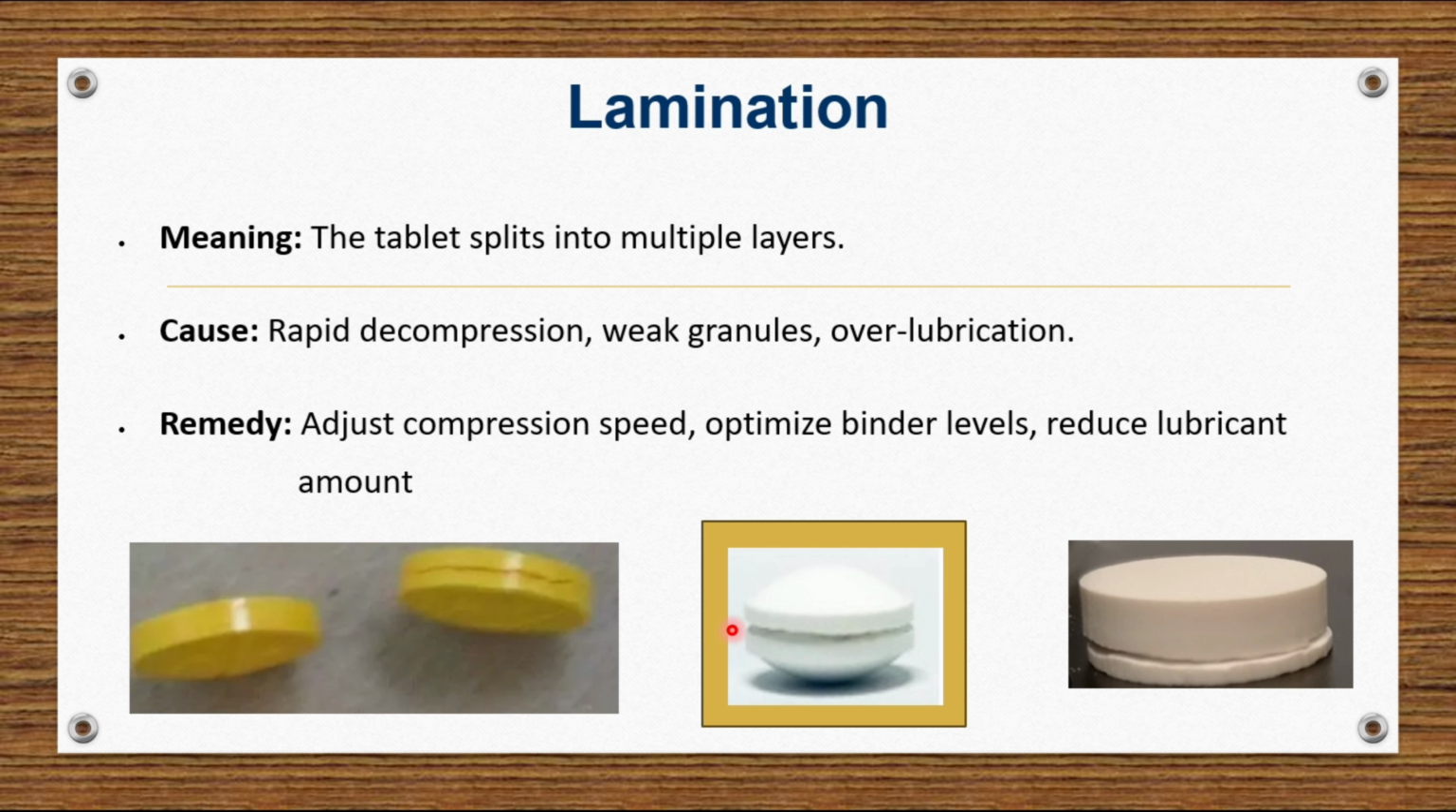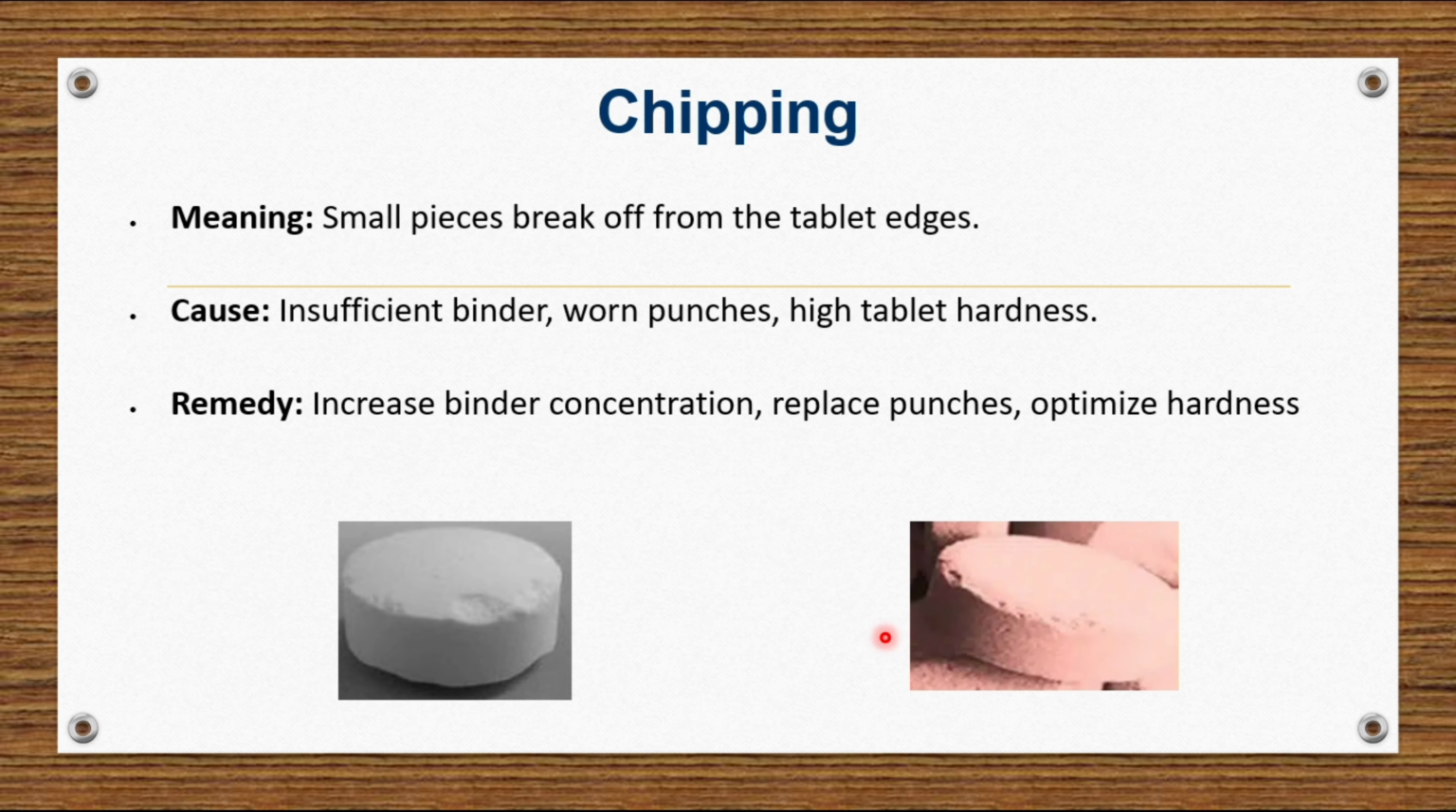Lamination looks like this. Chipping means small pieces break up from the tablet edge. Look at these images. Cause: insufficient binder, worn punches, high tablet hardness. What is the remedy then? Increase binder concentration, replace punches, optimize hardness.